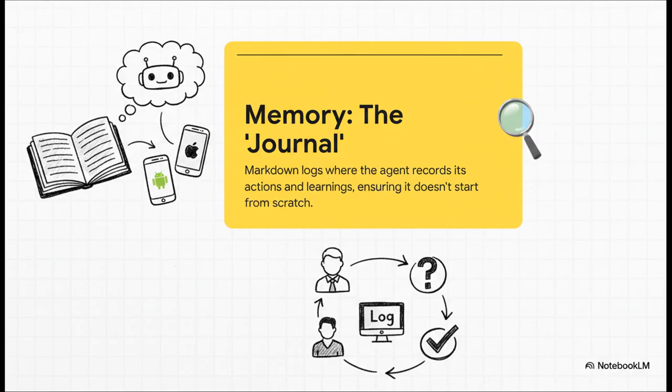An agent that can't remember anything? Not very helpful. That's why they have memory. Think of it like a digital journal, just a set of simple text files where the agent logs everything it does, everything it sees, and everything it learns. This is how Clawbot remembers that you're an Android person, not an iPhone person, so it doesn't have to keep asking you the same questions over and over again.